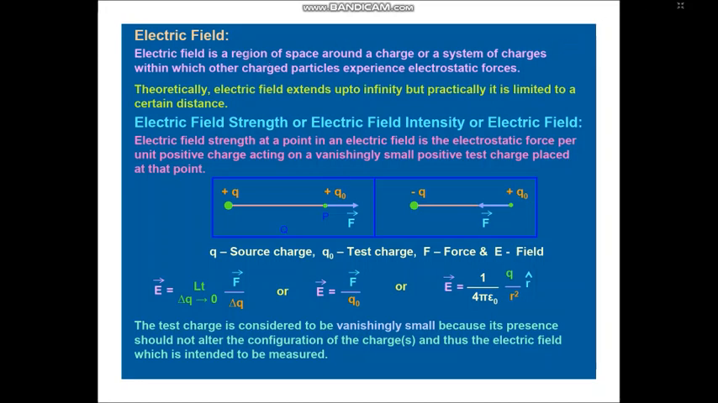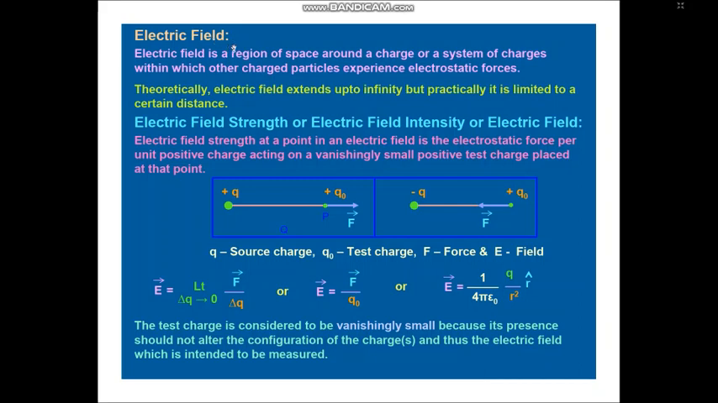In this video, we will define electric field strength, and properties of electric field lines or electric lines of force. First of all, electric field.